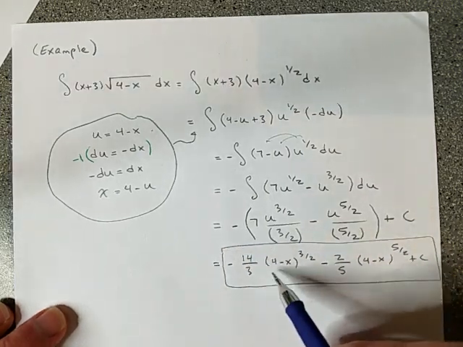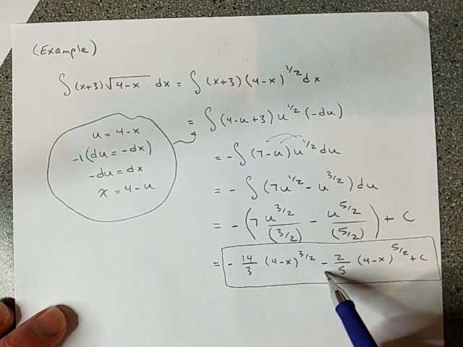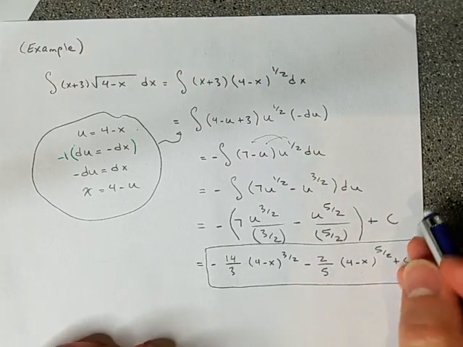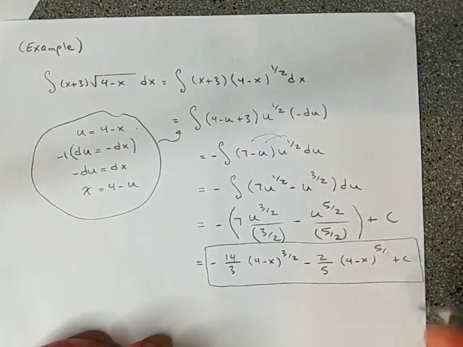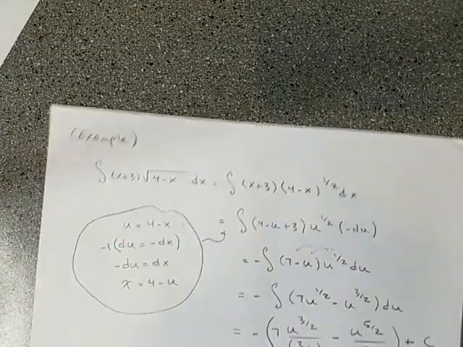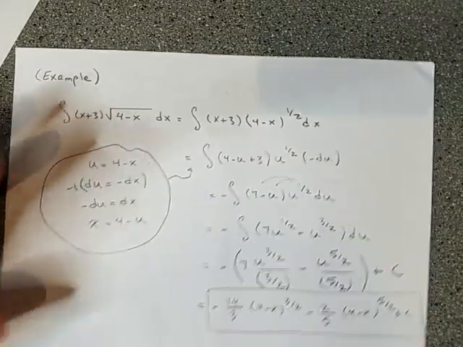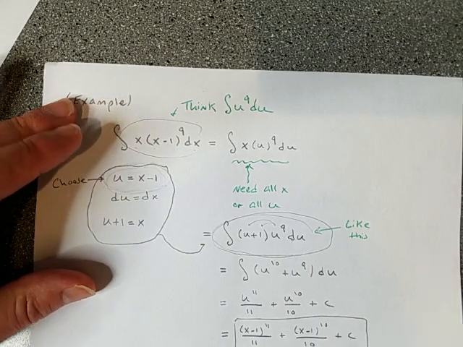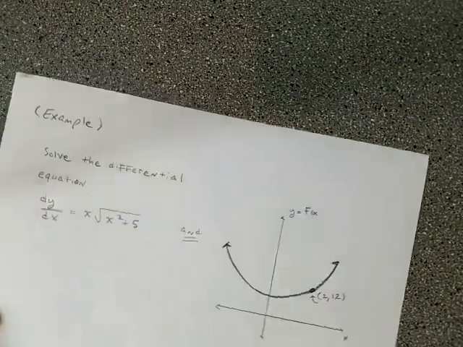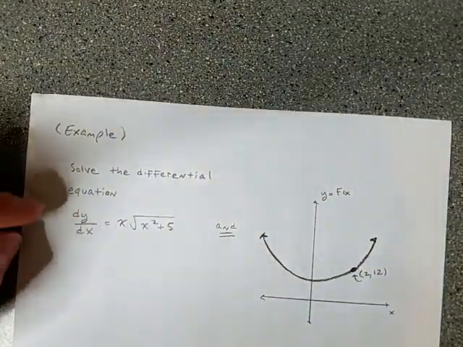Okay. Negative 14/3, (4 minus x) to the power 3 over 2, minus 2/5, (4 minus x) to the power 5 over 2, and then always plus c, plus the constant of integration. All right. So compare this one with this one. I did them in almost exactly the same way. Okay. All right. Let's do one more. So solve the differential equation.